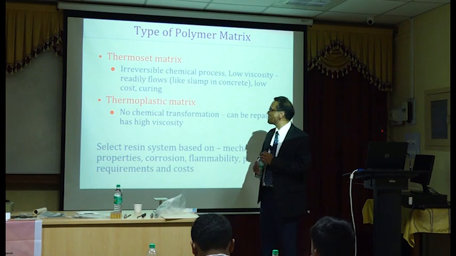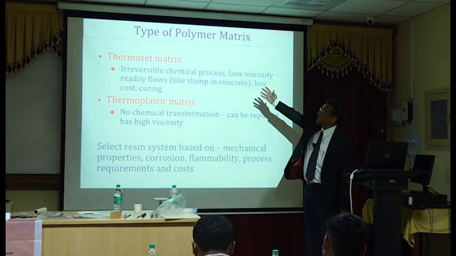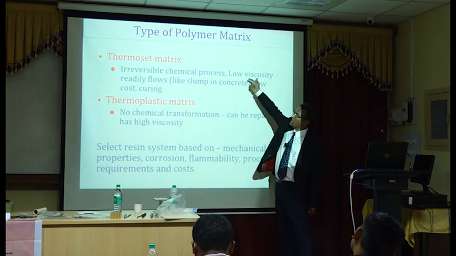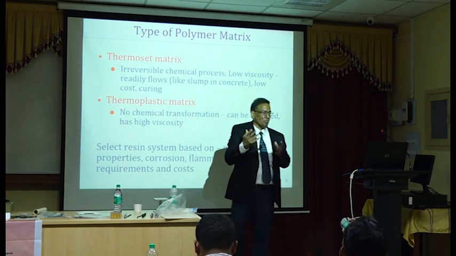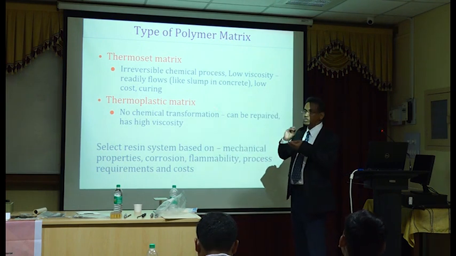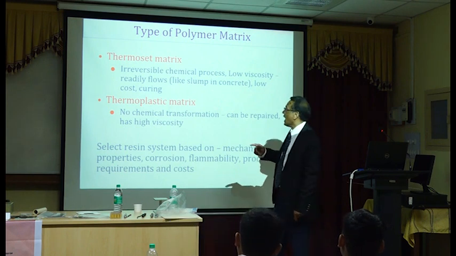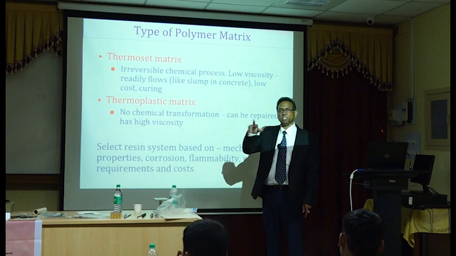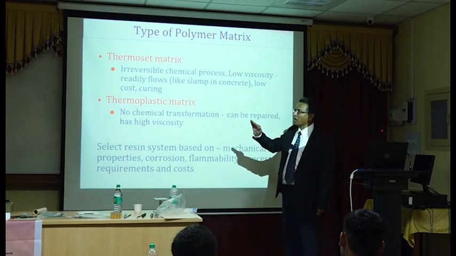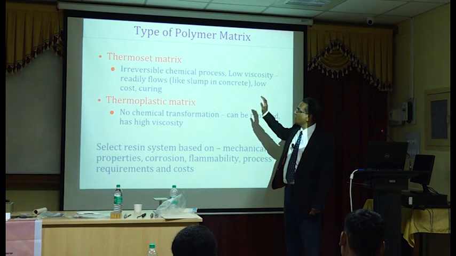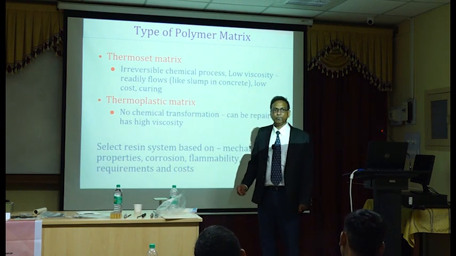Okay, this is where we have a very important concept to be remembered. There are different types of matrices. One is thermoset matrix and the other one is thermoplastic matrix. The first one is normally a two-part system. Once you mix the two parts, the chemical reaction will start. And once the chemical reaction starts, it's irreversible. That means you cannot stop it. So whatever shape you create before the chemical reaction will remain after the chemical reaction. You cannot change it. Big problem, right?